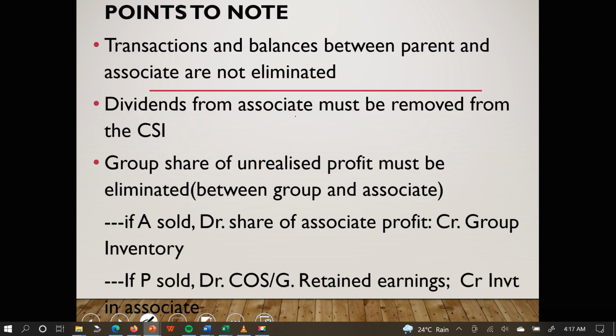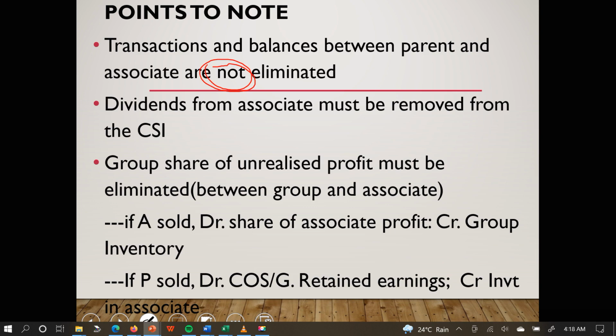Now you need to know that an associate is not a subsidiary. With an associate, we do not have control, and therefore transactions and balances between parent and an associate are not eliminated. When we talk of parent, it means the investor is a parent and has a subsidiary and has an associate. So if you have the three scenarios, you deal with the parent and the subsidiary in consolidation, and you deal with the associate separately. You don't eliminate transactions and balances between parent and associate. But remember, transactions and balances between parent and subsidiary will be eliminated. So take note that for an associate, they are not eliminated.